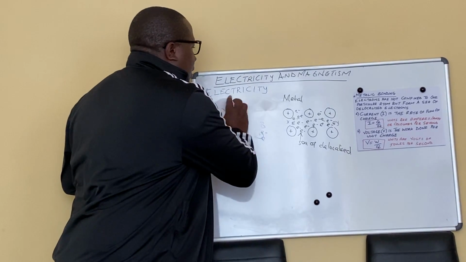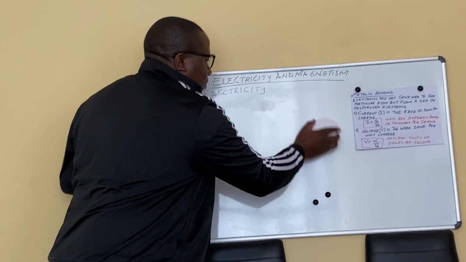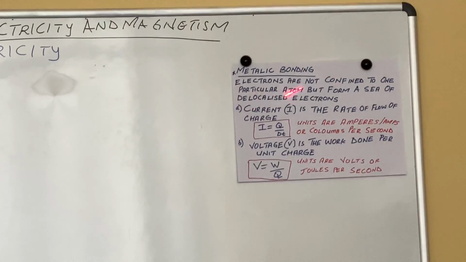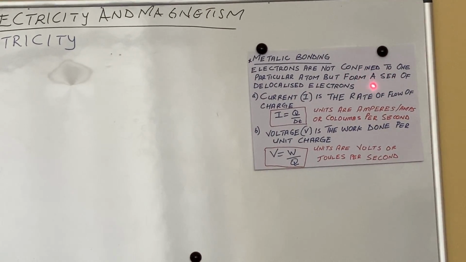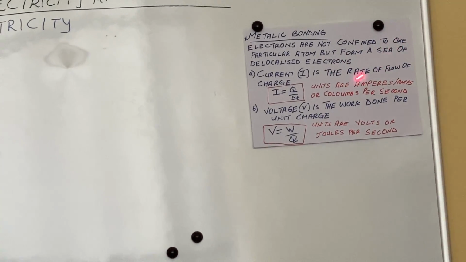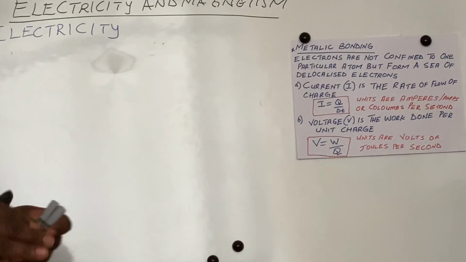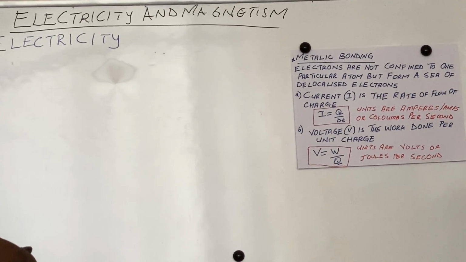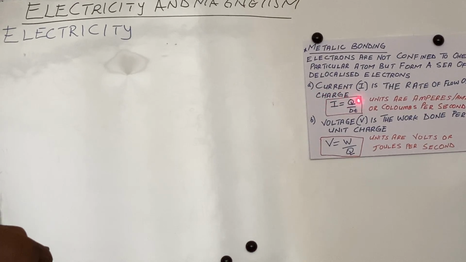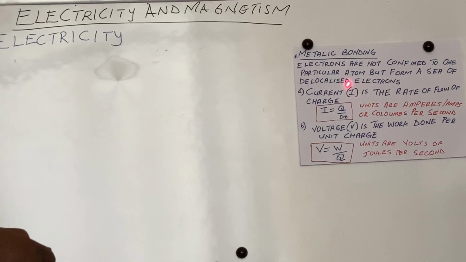So let us move on now. It is what I wrote on the page there. If we can just look at the page. We said electrons are not confined to one particular atom, but form a sea of delocalized electrons, as I explained there. So in electricity, there are 3 physical quantities that we need to explain. Very important physical quantities. The first physical quantity is called current. Electric current with the simple capital letter I.